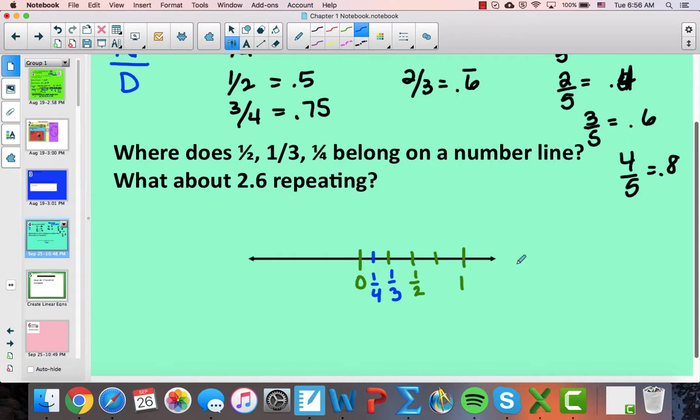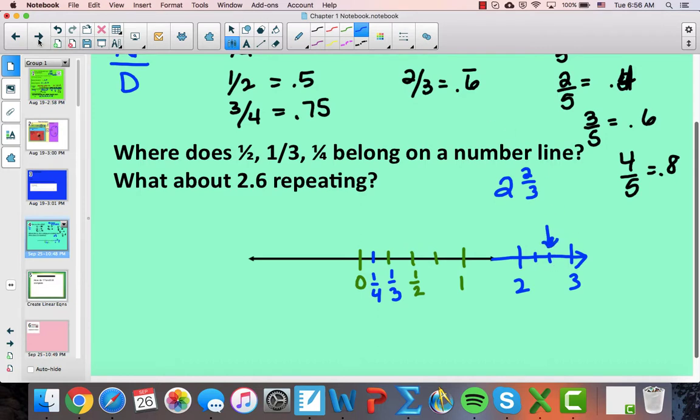All right, what about 2.6 repeating? Well, we said 0.6 repeating was 2/3, so 2.6 repeating would be 2 2/3. All right, so here's 2, here's 3, and then if I break it into thirds, 2 2/3 would be right about here on the number line.